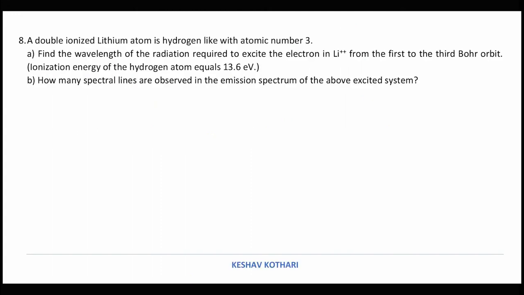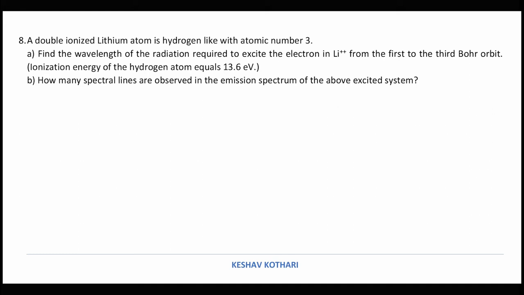A doubly ionized lithium atom is hydrogen-like with atomic number 3. Find the wavelength of the radiation required to excite the electron in Li++ from the first to the third Bohr orbit. Ionization energy of the hydrogen atom equals 13.6 electron volt, and the B part is how many spectral lines are observed in the emission spectrum of the above excited system.